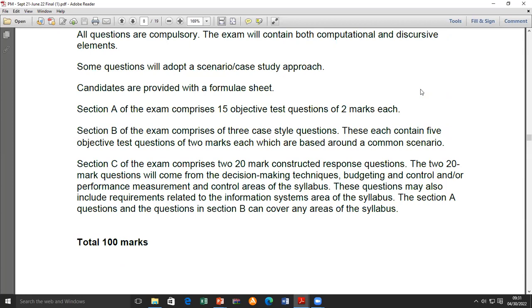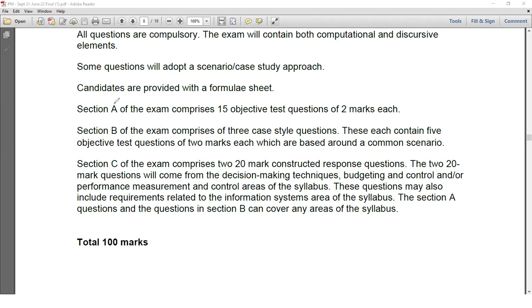In terms of the exam, we are all familiar with our exam. There's nothing much to talk about here. We all understand the breakdown of our exam. But the current exam is broken down in 3 sections: Section A, Section B, Section C.